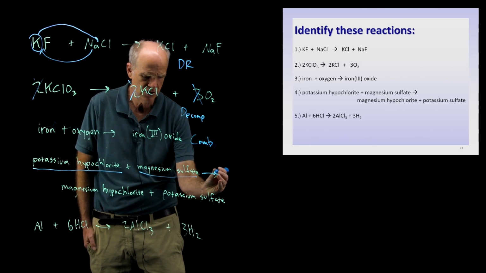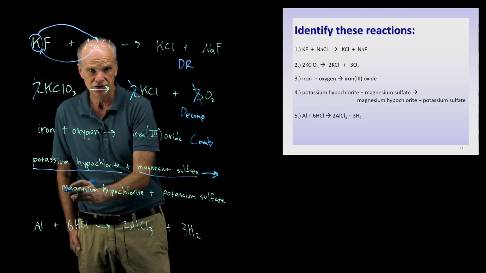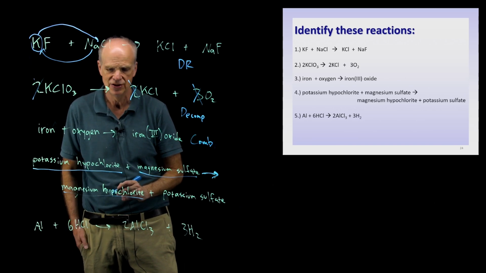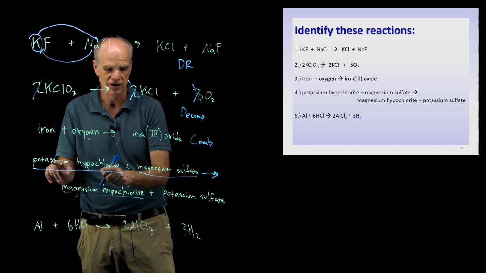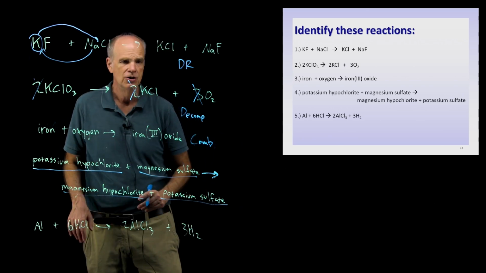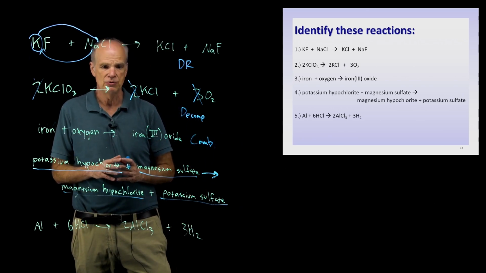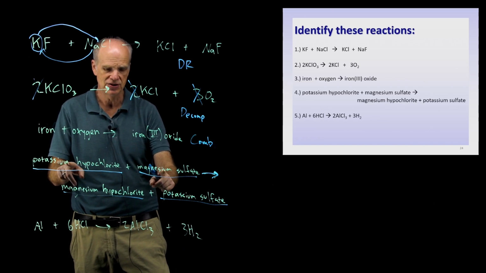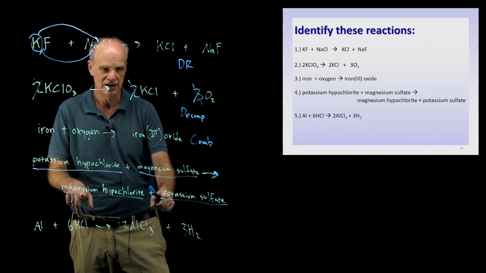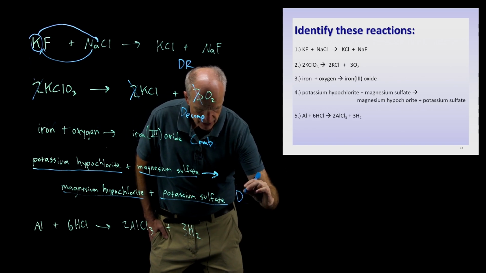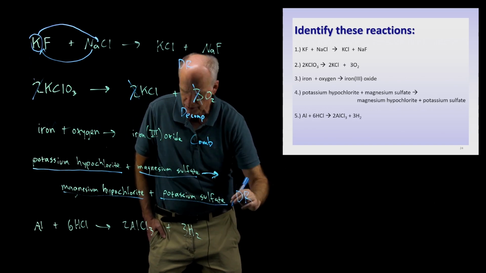But then the products are written here. We have this arrow here, the products are written here, and we get two new compounds. We get magnesium hypochlorite, so that's different than potassium hypochlorite, so this is a new compound, and we have potassium sulfate. So when you see a chemical reaction that has two compounds as reactants and two compounds as products, then you have a double replacement reaction. So I'm going to write DR for double replacement.